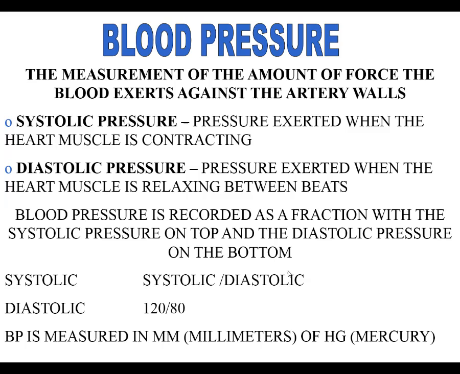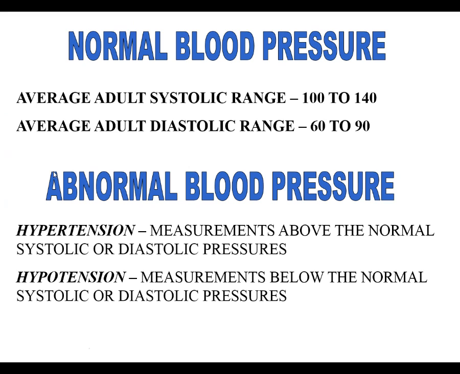It is measured in millimeters of mercury, or mm/Hg. So a normal blood pressure, for example, of 120/80 would be 120/80 millimeters of mercury, or mm/Hg. That's how we document blood pressure: 120/80 and then millimeters of mercury. 120/80 is a normal blood pressure.